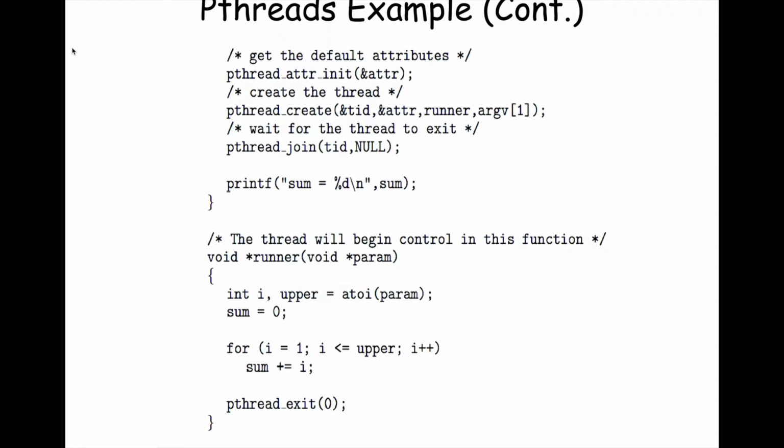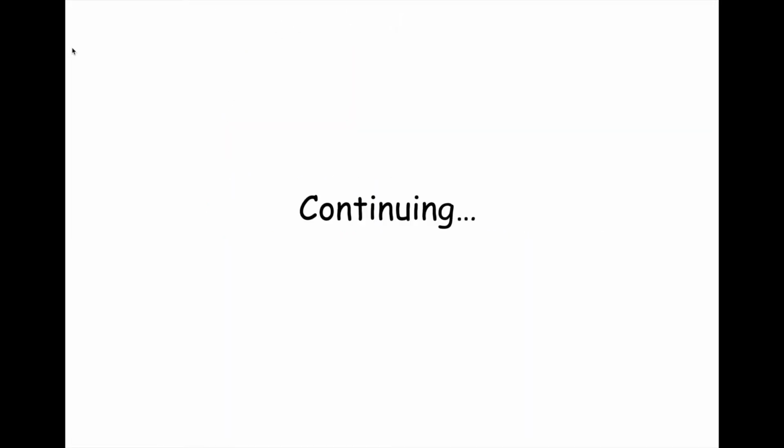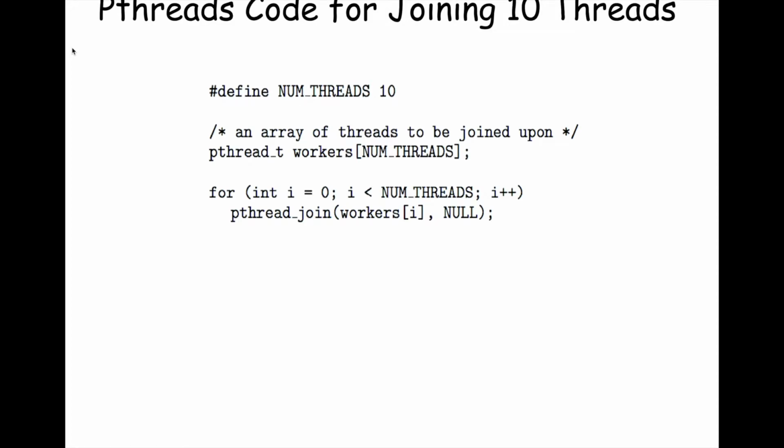So we can call pthread join more than once to have some number of threads. And of course, if you call pthread create more than once, you also need to now wait for those threads to resolve or to exit.